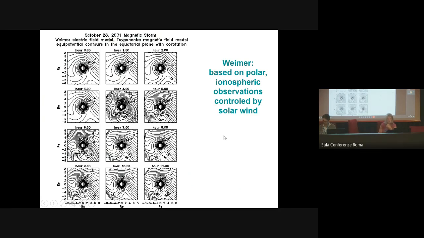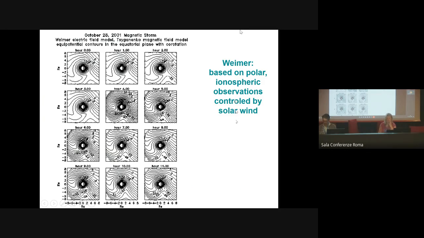There's another model that can be used also for the convection electric field. It's Weimer. It's based on the polar ionospheric observations, and it is controlled not by Kp. Kp is a 3-hour index, so it's not very high resolution. The solar wind effects can be more interesting if you want to make predictions, for instance.